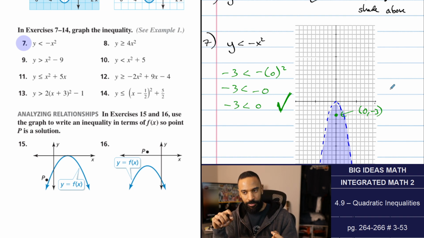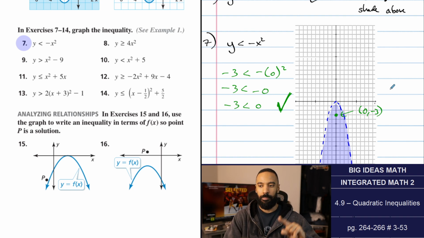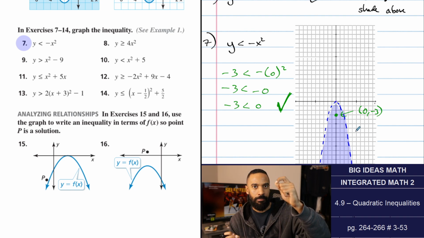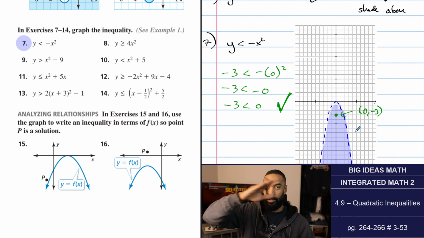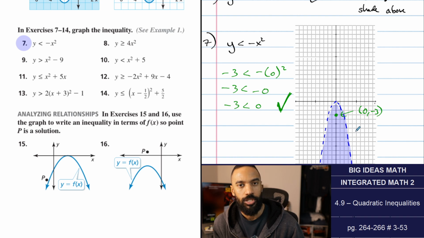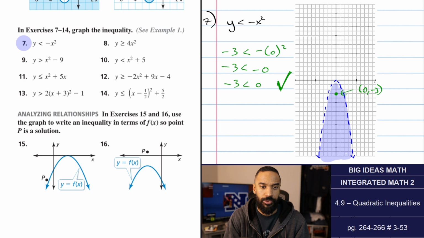Now, the dotted curve is just our visual representation of telling somebody that a point on the curve is not a solution. It's not that they're actually broken line parts. This is a full barrier, but points on it don't count. Just like when we do open circles to represent points that don't count on a number line, and you're going to see those later. Okay, number 8.